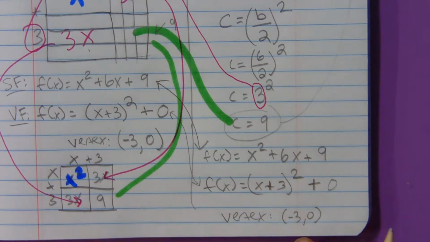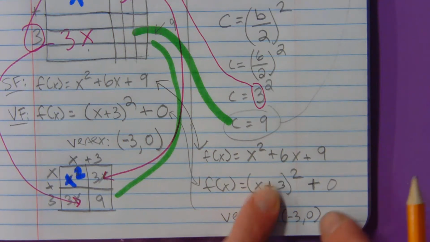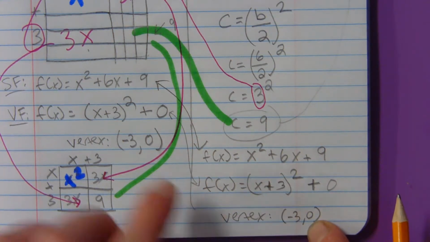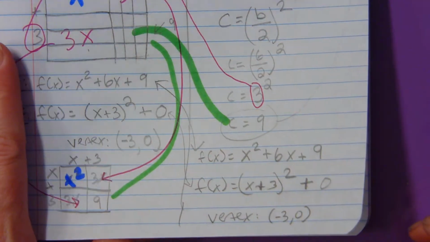-3, 0. Again, what makes this 0 is -3. When that's 0, then that's just 0. So that's my y value. All right, so that was part 1.